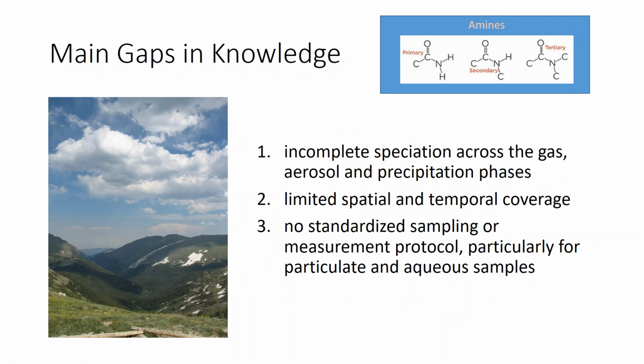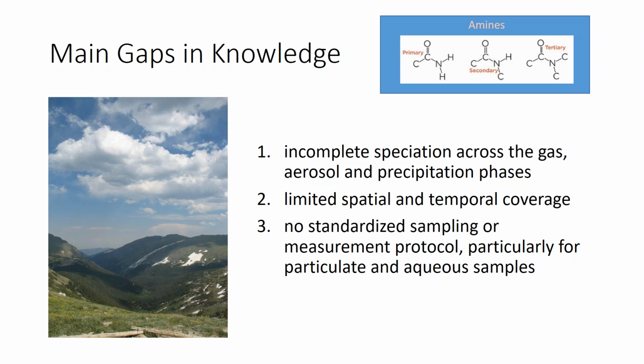We identified three main gaps in knowledge related to organic nitrogen. First is an incomplete speciation across the gas, aerosol, and precipitation phases. As we'll talk about in a few minutes, we have some measurements that are pretty well speciated in certain areas, and generally they're pretty good in the gas phase, but aren't as good in aerosol and precipitation.